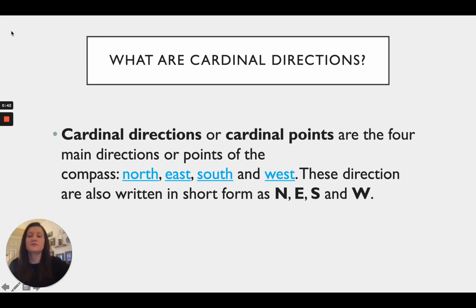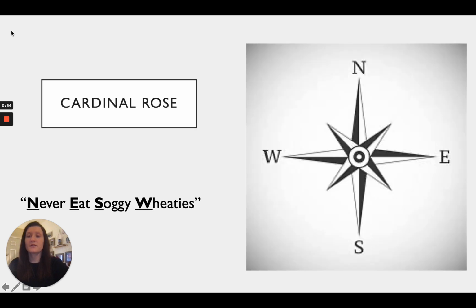These directions are also written in short form as just the letter N, the letter E, the letter S, and the letter W. So let's take a look at what the compass rose looks like. On the compass rose, the top is always going to be north, right is always going to be east, the bottom is always going to be south, and the left is always going to be west.